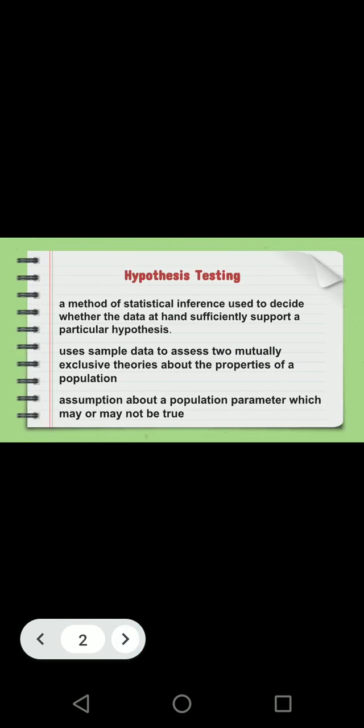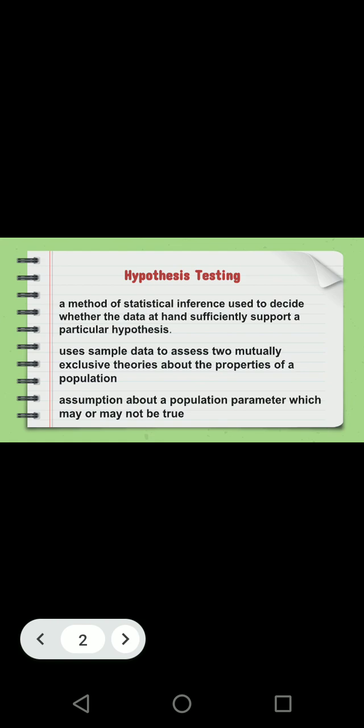So hypothesis testing is a method of statistical inference used to decide whether the data at hand sufficiently support a particular hypothesis. Through hypothesis testing, we will know whether our data or our variables have an effect on each other, whether our independent variable has an effect on the dependent variable. So it uses sample data to assess two mutually exclusive theories about the properties of a population and the assumption about the population parameter, which may or may not be true.